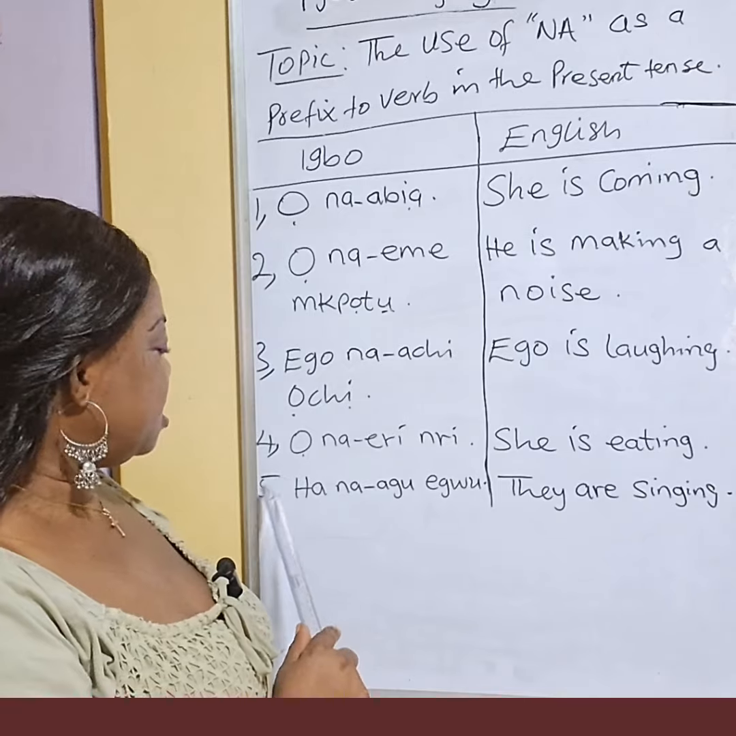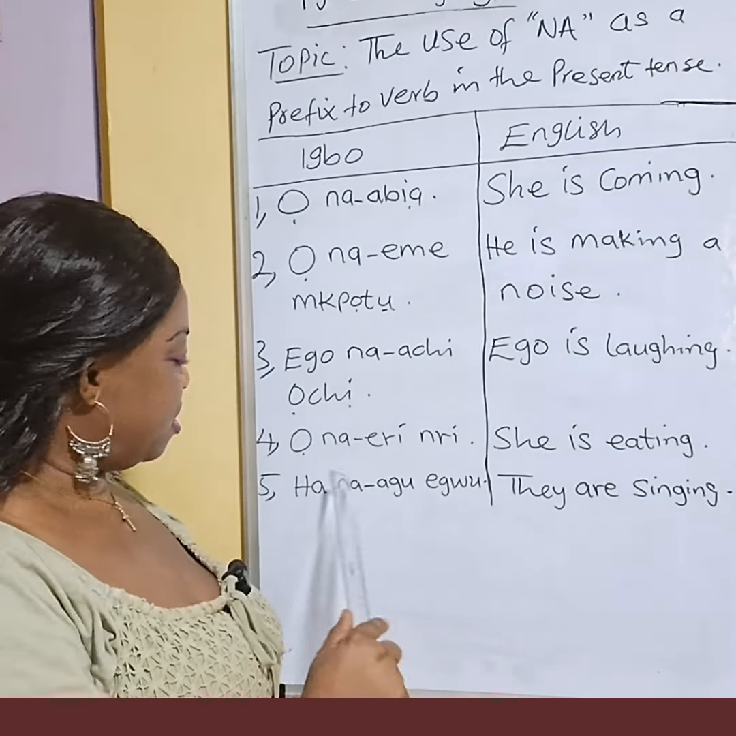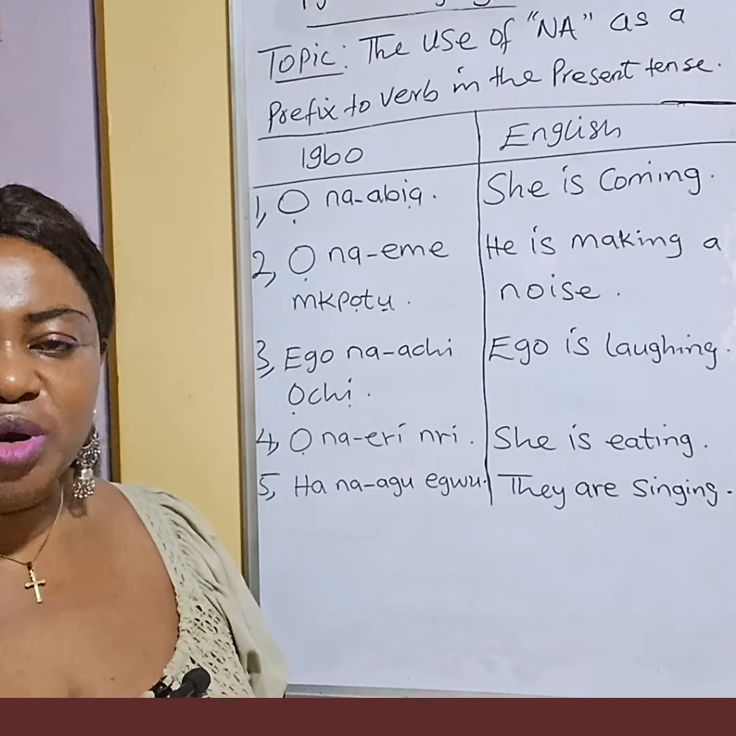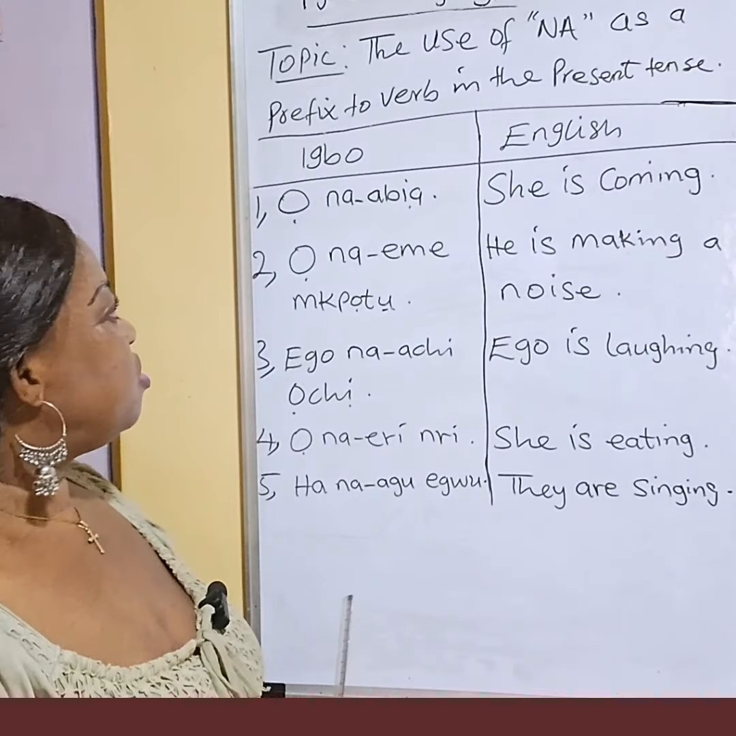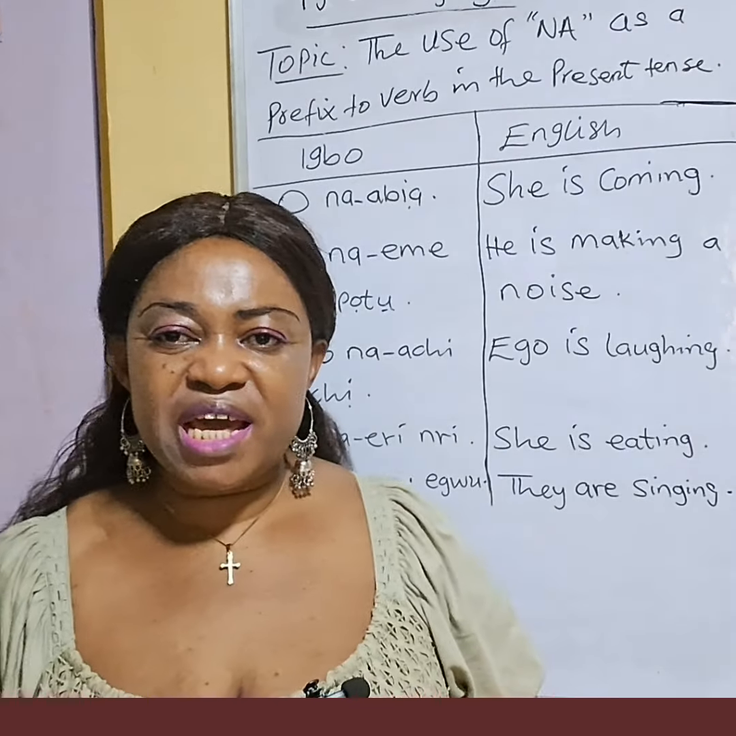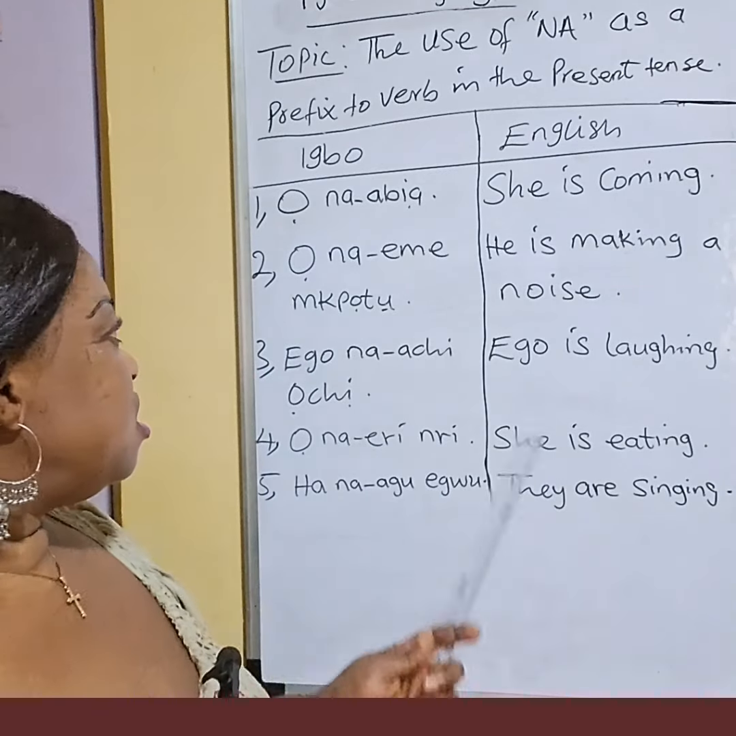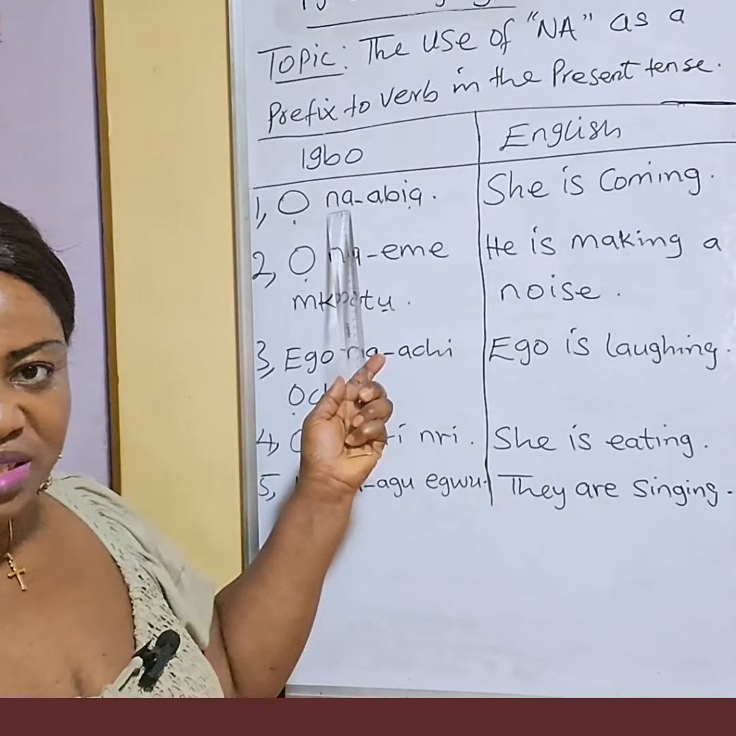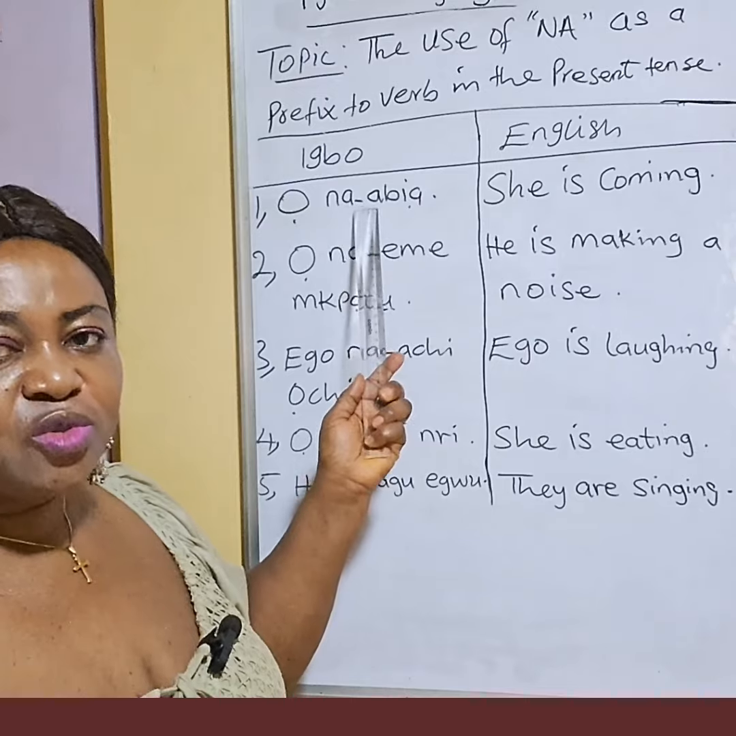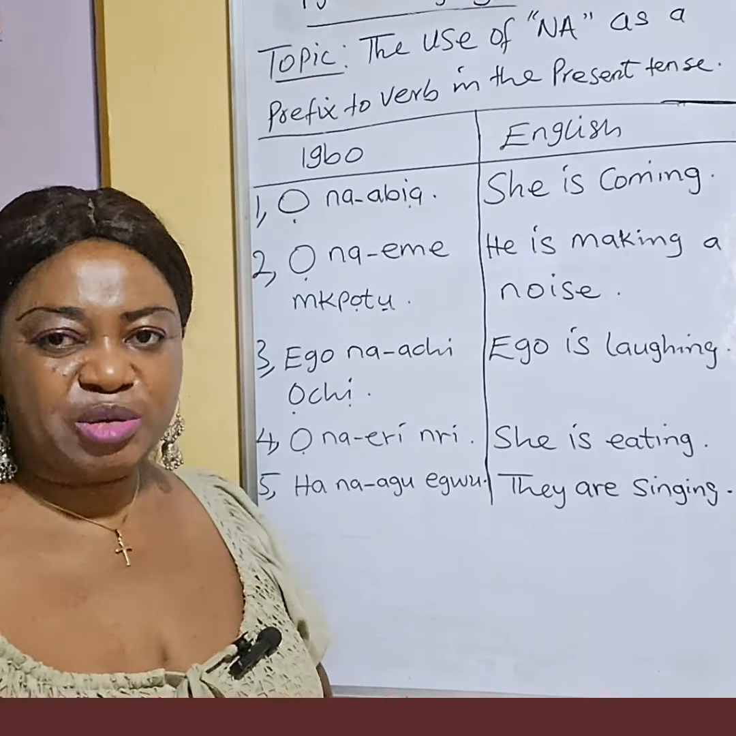The fifth one says, ha na agu egu. They are singing. So we want you to know that if you want to know where na is working as a prefix to a verb in present tense, the na must be hyphenated, like we have earlier said. Na with hyphen to the verb, you know that na is working as a prefix to a verb.